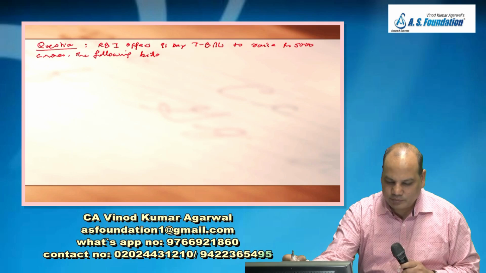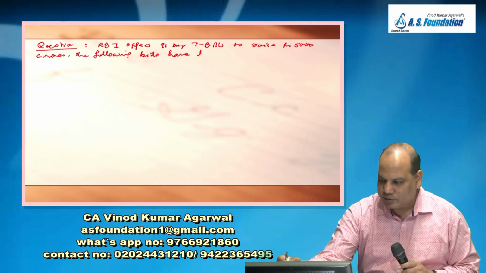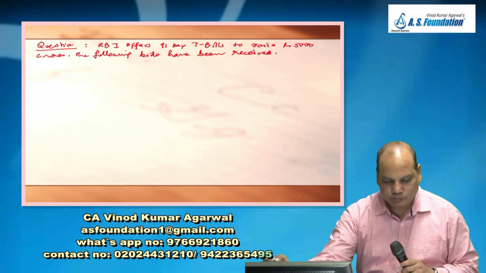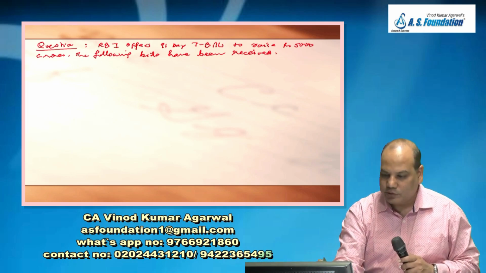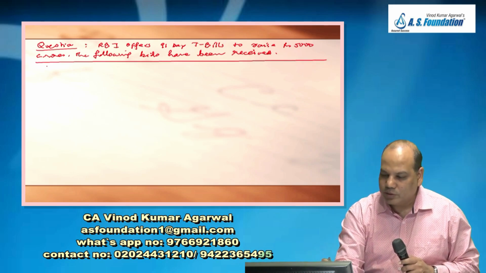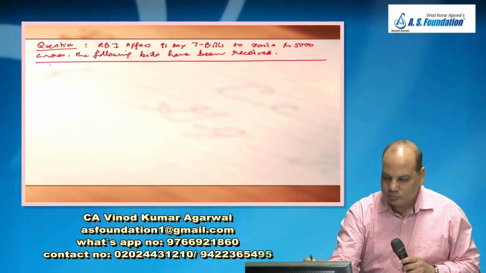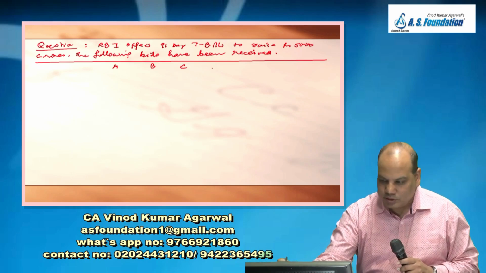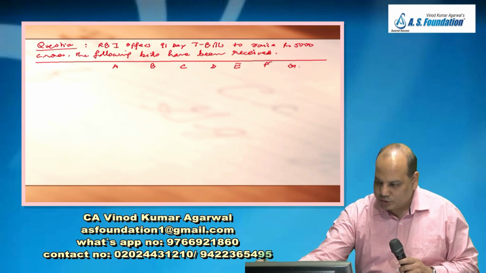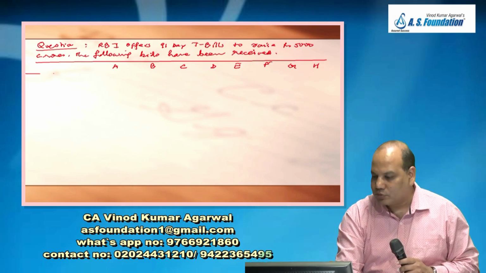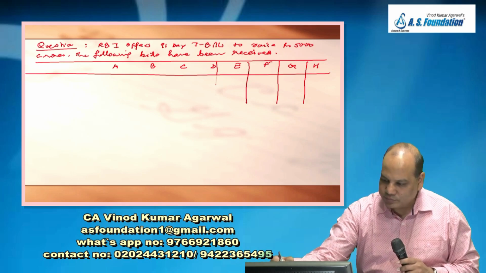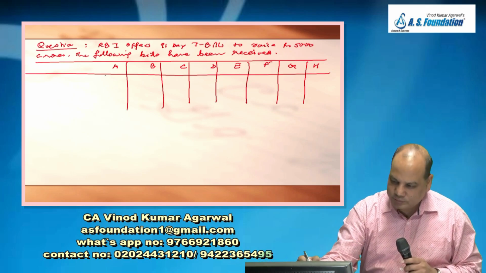I hope you are writing. The following bids have been received. So one table I will draw. A, B, C, D, E, F, G, H. These are the parties who are bidding, their names.